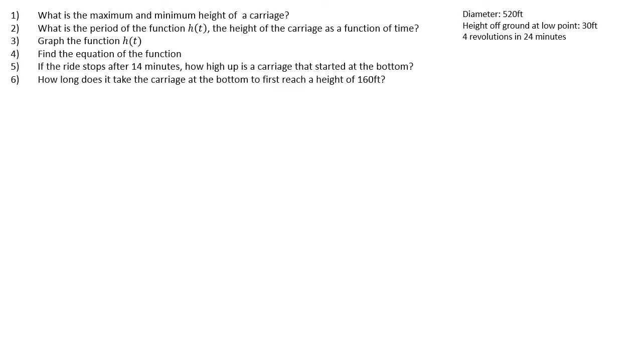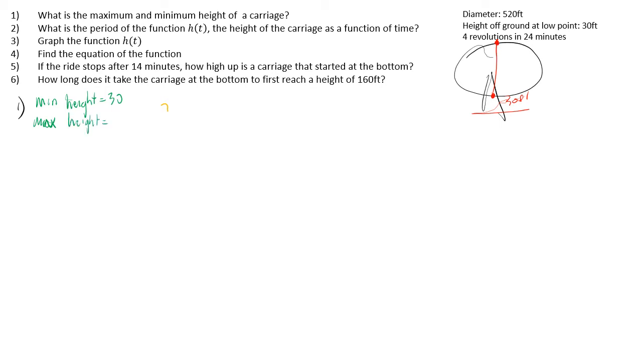So it said that you get on the ride at 30 feet. So for number 1, we know because it says in the problem that the minimum height is 30 feet. And the maximum height, because this thing is a diameter, right? If we think about the Ferris wheel itself, the diameter is 520. So right here, this is at 30 feet off the ground. And then we go another 520 up, which means the maximum height is going to be 30 plus 520, or 550. So that's the answer to number 1.